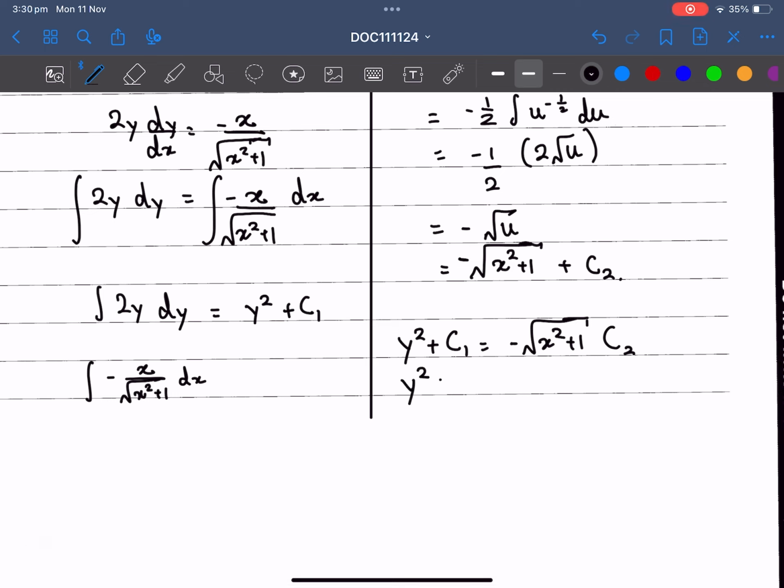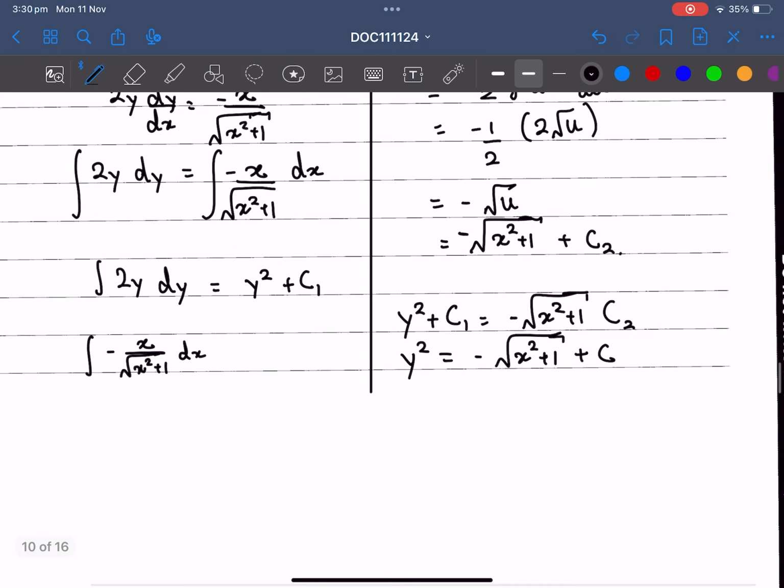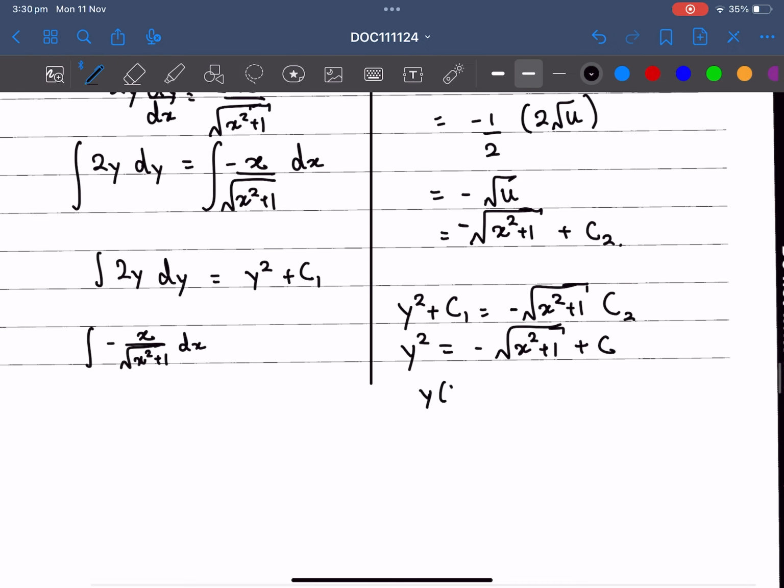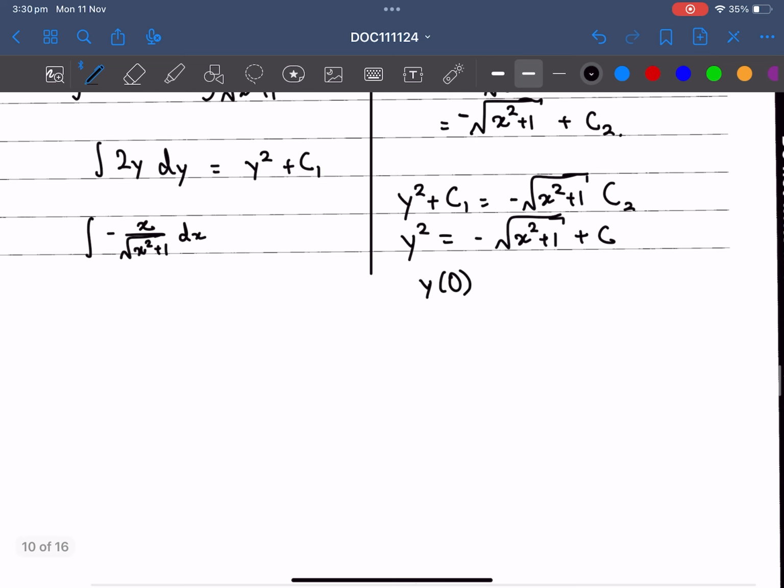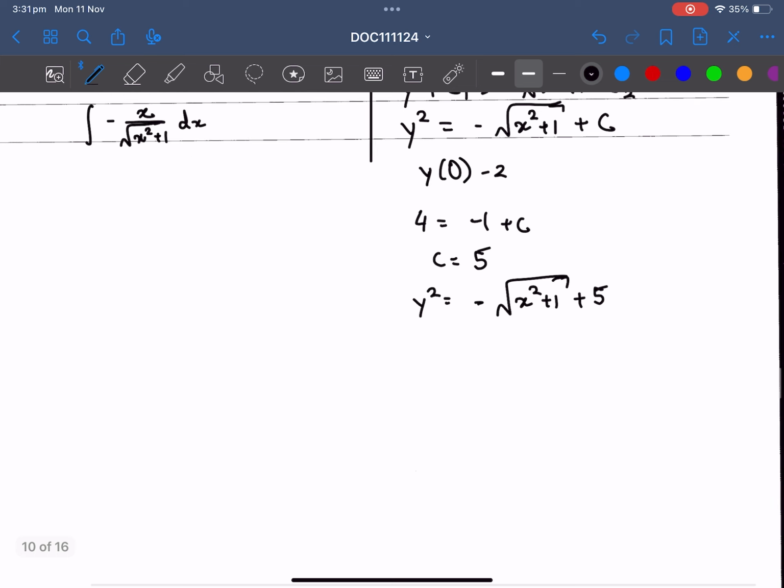We can express this as y squared equals minus root of x squared plus 1 plus c, because c2 minus c1 is also a constant, and I'm just going to call that c. Okay, now we know that y of 0 was what? Yeah, minus 2. So minus 2 squared is 4, equals minus 1 plus c. So c is just going to be 5. So y squared equals minus root of x squared plus 1 plus 5.